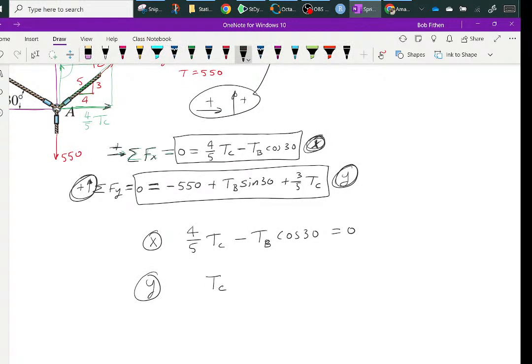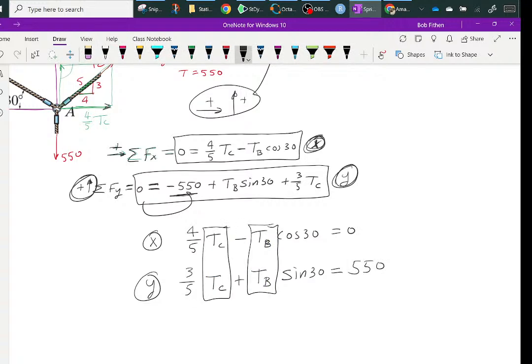Now for the Y equation, I'm going to match up the values. In other words, I'm lining up, and you'll see why in a minute. So I'm lining these up, and for that matter, I might as well do that right here. If I line these up, I get 3/5, and then I get TB sine of 30, and I get a plus here. And I get equals, and I'm going to take the 550 and move it to the other side. If you look at it, you'll notice I've lined up my TCs and I've lined up my TBs.